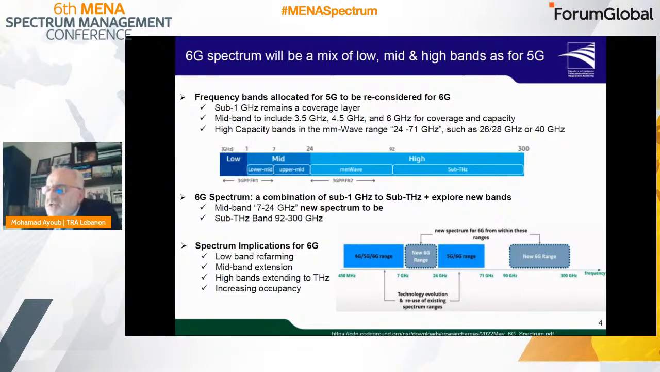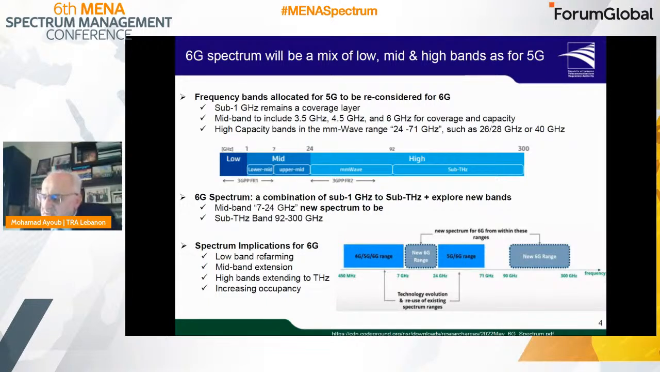So, the 6G spectrum will be a mix of low, mid, and high bands as for 5G, and the spectrum that had been considered for 5G will be reconsidered for 6G. The sub-1 gigahertz will remain to address coverage issues. Mid-band will be used for coverage and capacity, and the high bands and millimetric wave will be used to address high capacity services. So the 6G spectrum will be a combination of 1 gigahertz to sub-terahertz plus additional bands to be explored beyond 92 gigahertz.